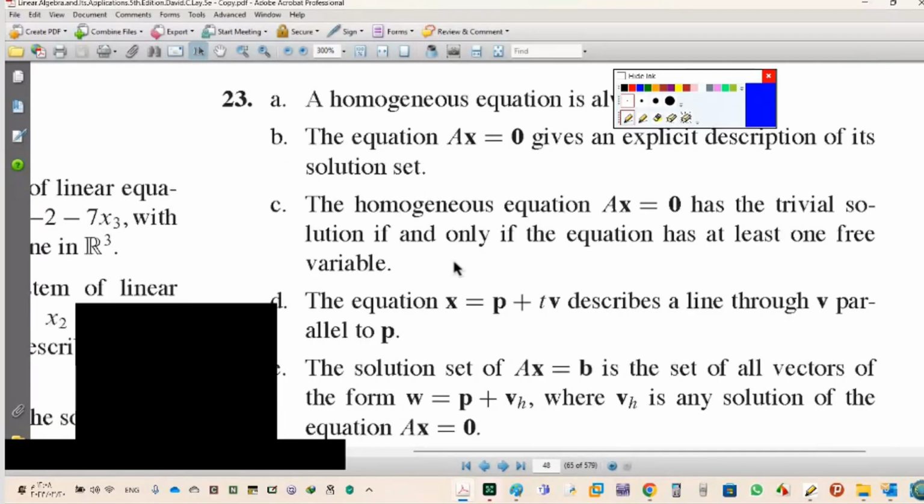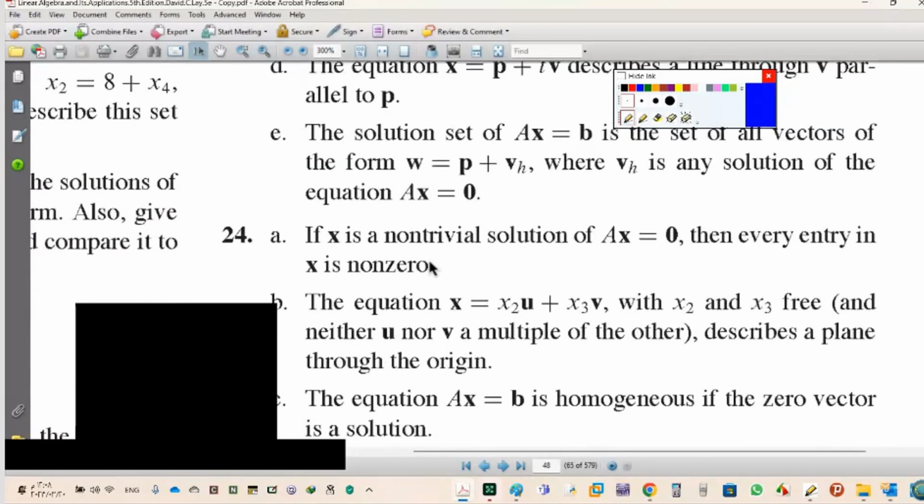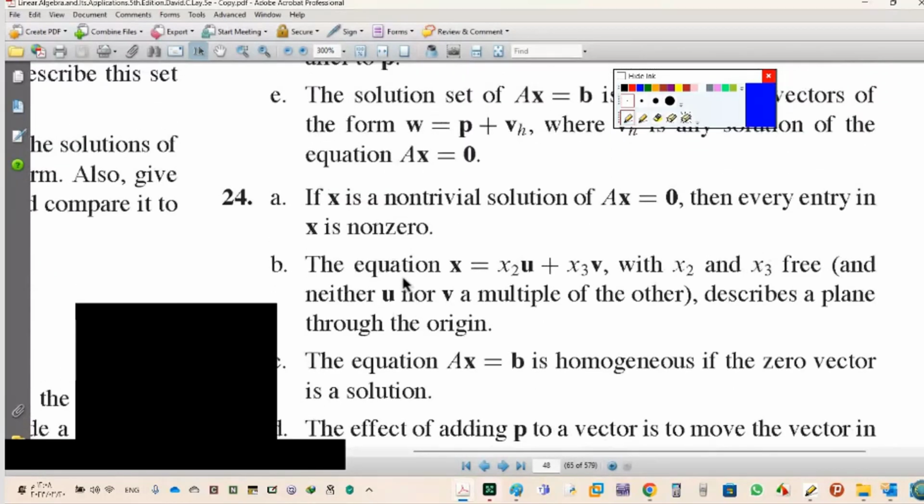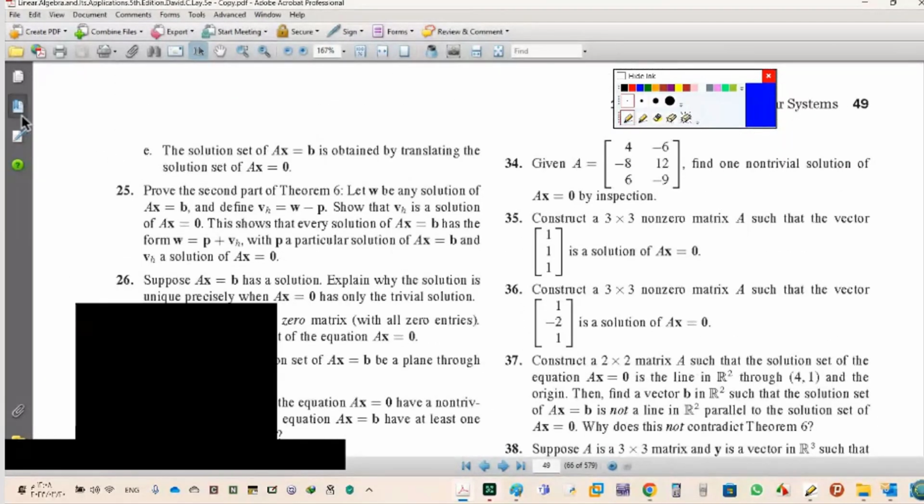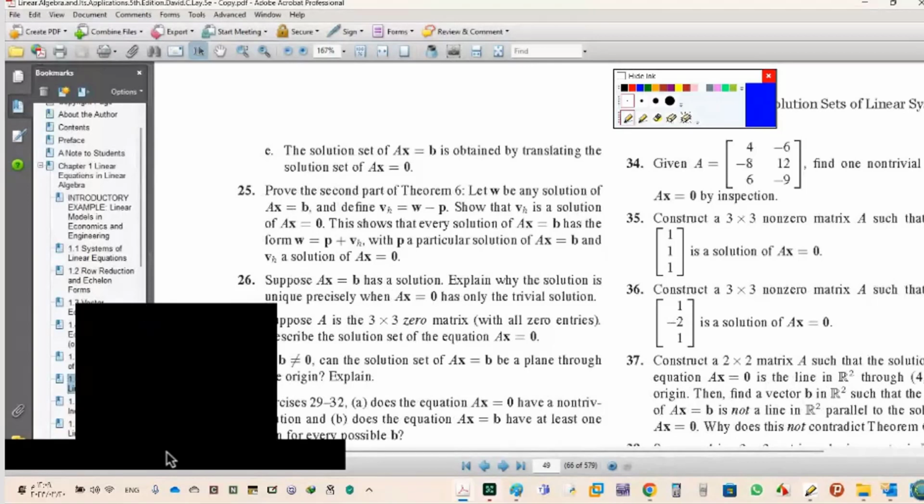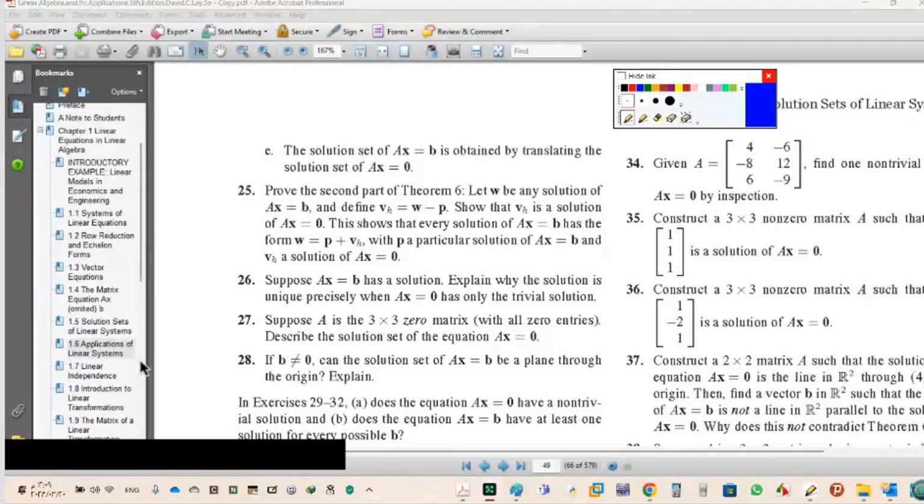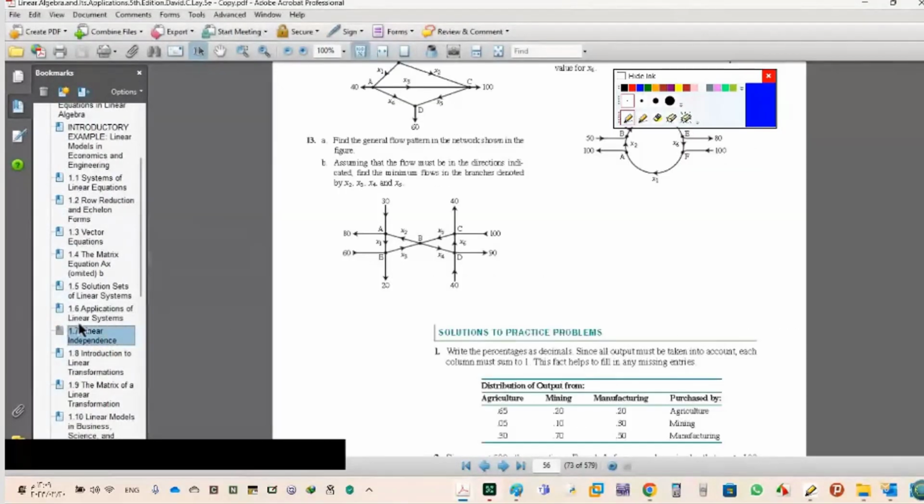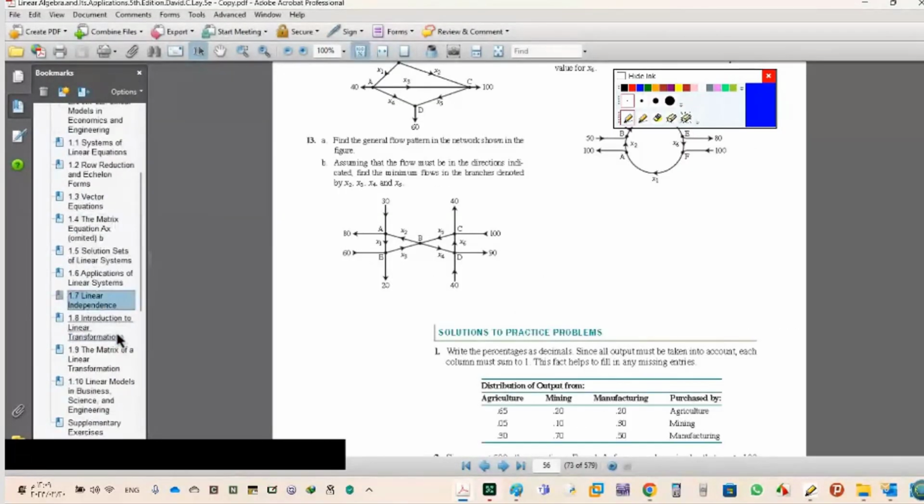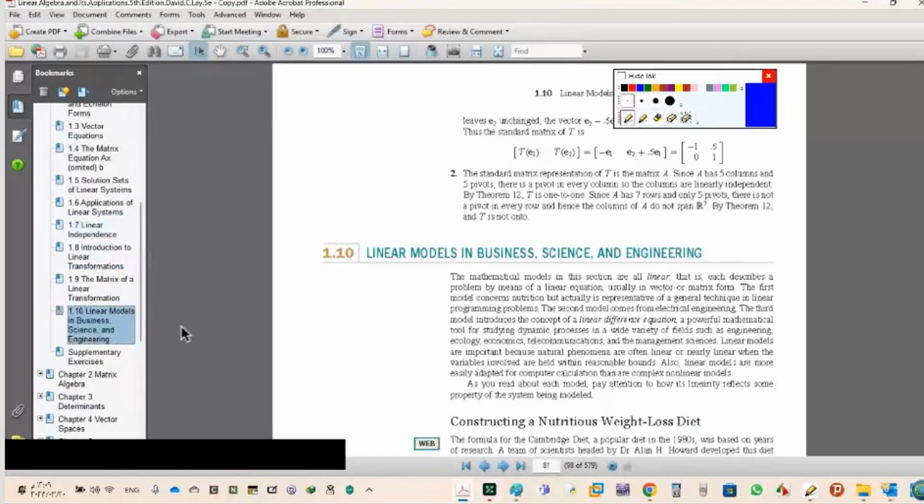Okay. Try to find answers for these questions, for example in your book, and some of them can come to you as true or false in the exam. Next week we'll continue and we'll go to something I didn't give in the previous week, but I will give. For example, linear independence, and we will go to some applications of linear models in business, science and engineering in your book.